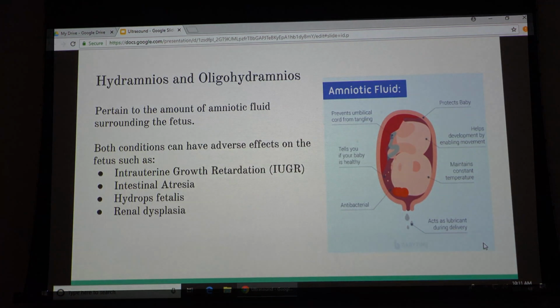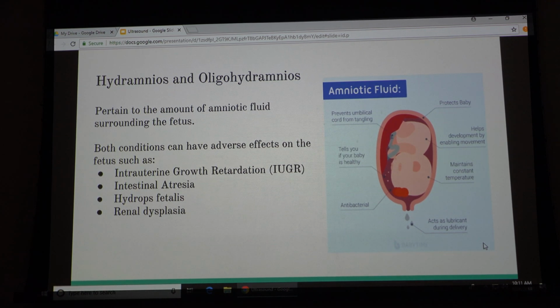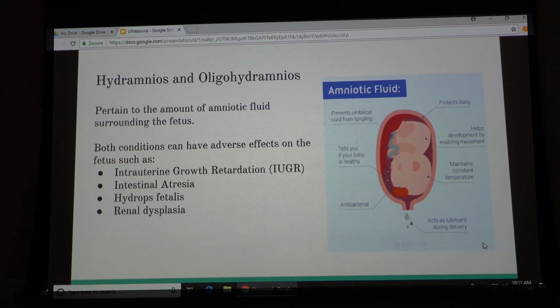Next is hydramnios and oligohydramnios, which pertains to the amount of amniotic fluid surrounding the fetus. Both conditions can have adverse effects on the fetus, such as intrauterine growth retardation, intestinal atresia, hydrops fetalis, or renal dysplasia.